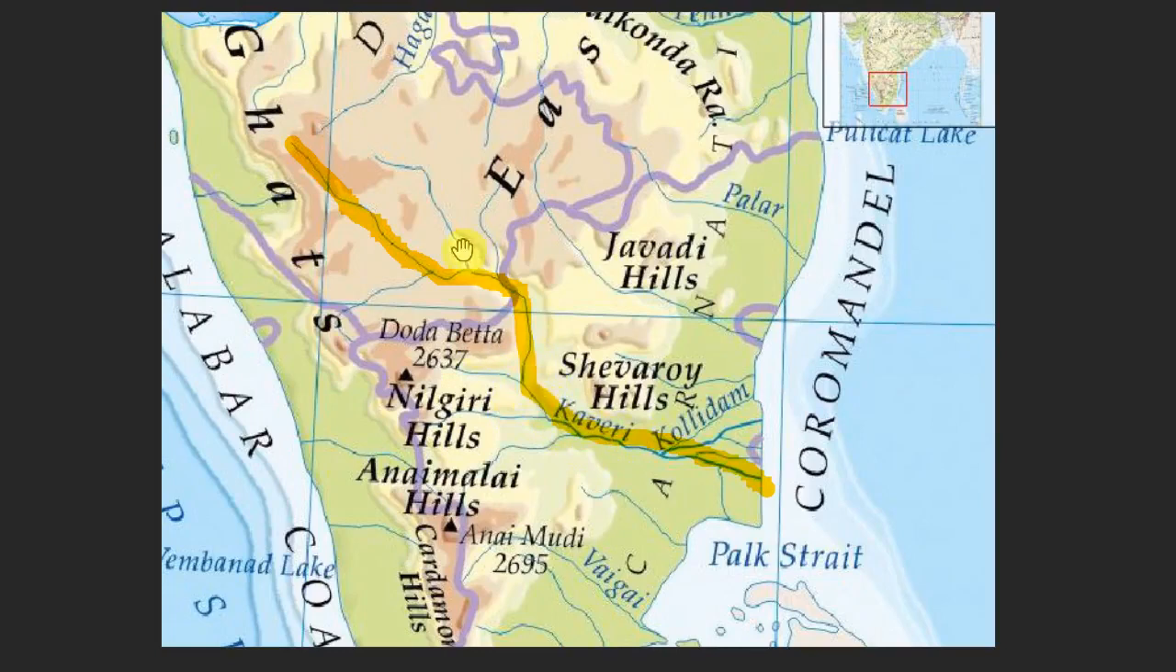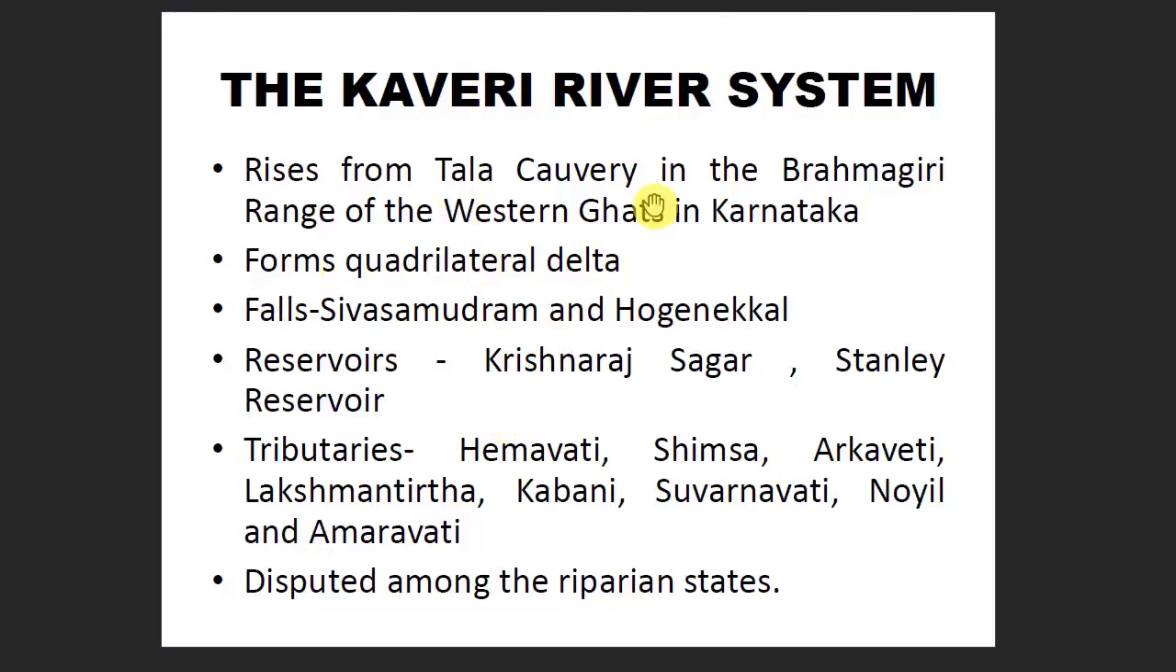And hence, because of the increasing pressure of population and lifestyle demands, the river is a bone of contention between Karnataka and Tamil Nadu, although Kerala also forms a part of the catchment of this river. So we know that it rises from Talakaveri in the Brahmagiri range. Important falls are the Sivasamudram waterfalls, which we are familiar with, and Hokkenakkal falls.